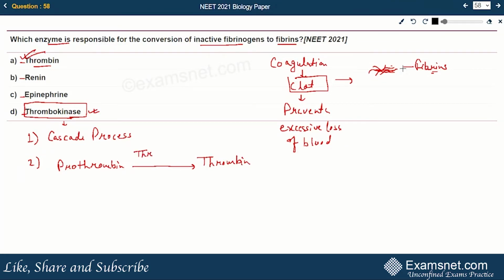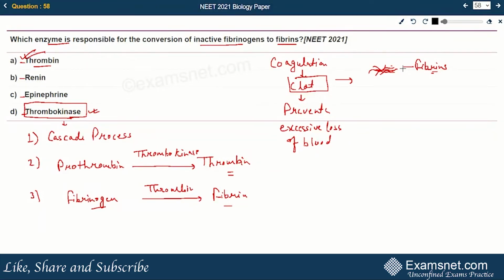So who does this work? Thrombokinase, right? Now, the last step is the role of thrombin. This thrombin helps in the conversion of inactive fibrinogen into active fibrin. So according to this question, this conversion of fibrinogen into fibrin is done by thrombin. Therefore, option A is correct.